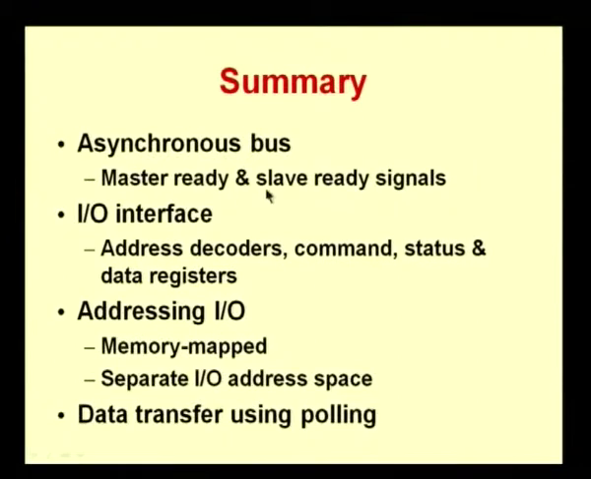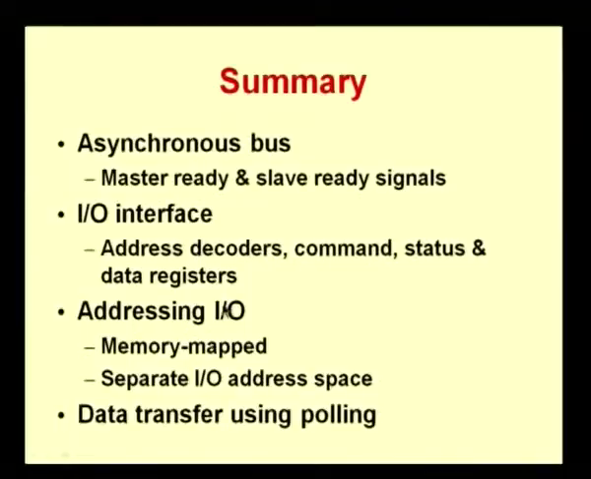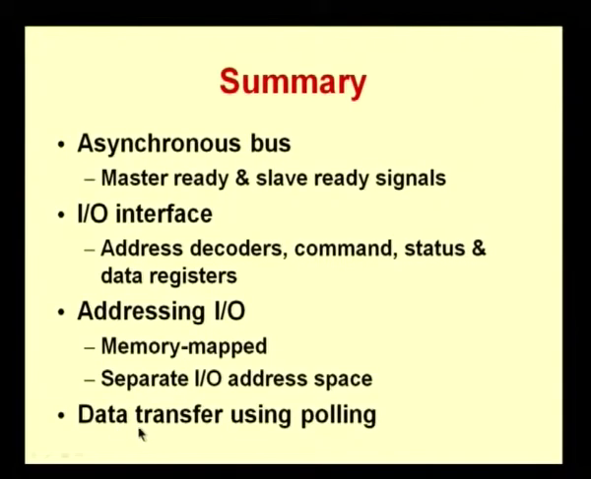So, to summarize, what we have covered today is asynchronous buses and how the data transfer takes place with the help of master ready and slave ready signals. We looked at what is there in the IO interface: the address decoders, command, status and data registers, which are used by the processor to talk to the devices. We looked at addressing IO, whether we use memory mapped addressing or a separate IO address space, which is called IO mapped IO. And then we talked about how data transfer is done using polling.